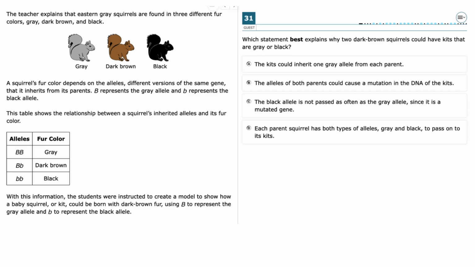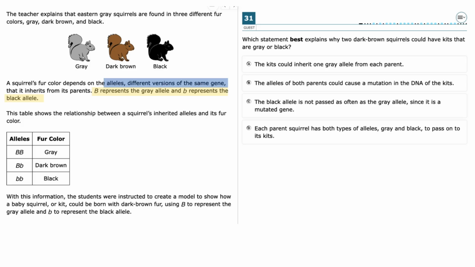This question is all about inheritance and genetics, how traits like fur color are passed from parent squirrels to their babies, also called kits. It focuses on alleles, or versions of a gene, that determine fur color. The key information: capital B, dominant, equals the gray allele; lowercase b, recessive, equals the black allele.